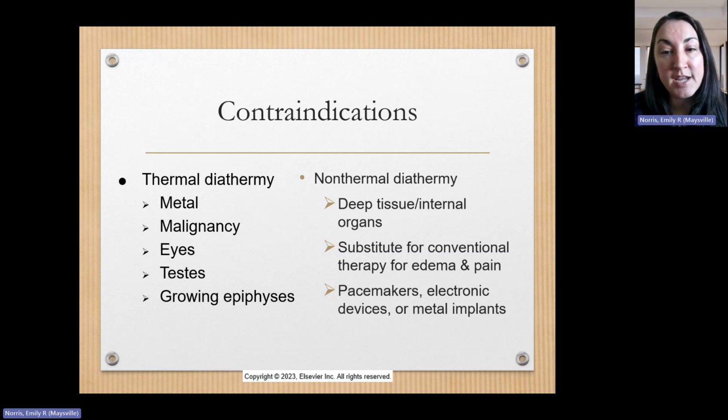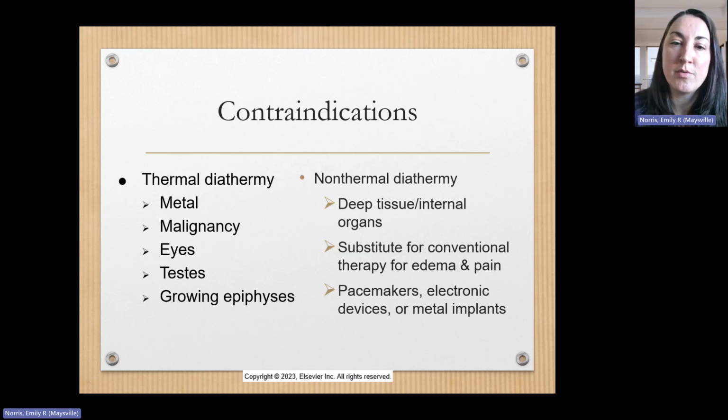With non-thermal diathermy, you do not want to use it over internal organs. You don't want to substitute it for conventional other types of therapy for pain or swelling. So it can't be the only thing you're using, and you don't want to have it over pacemakers, electronic devices, or metal implants.